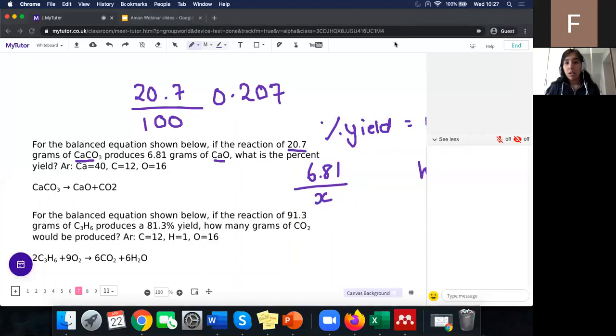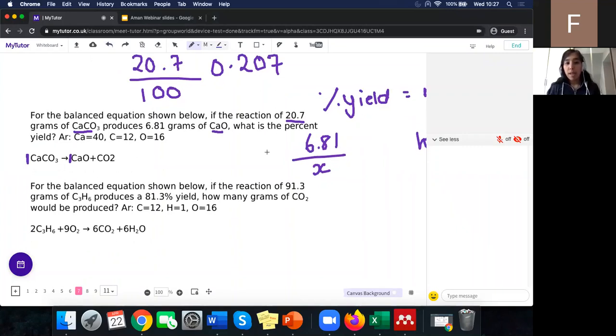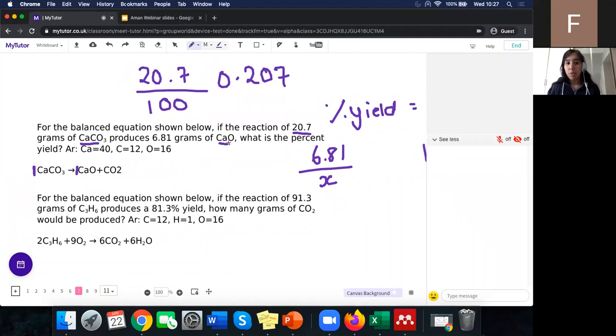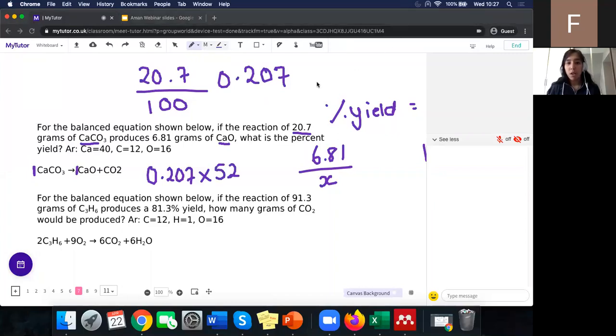0.207. Good, well done. So if that's the number of moles of calcium carbonate, if we look at our equation, it's a 1-to-1 ratio for calcium carbonate to calcium oxide. So that means there are also 0.207 moles of calcium oxide. So then the total theoretical mass that could be produced of calcium oxide is 0.207 times the MR. The MR of calcium oxide is 40 plus 12, so calcium plus carbon, which is 52. So what's 0.207 times 52?